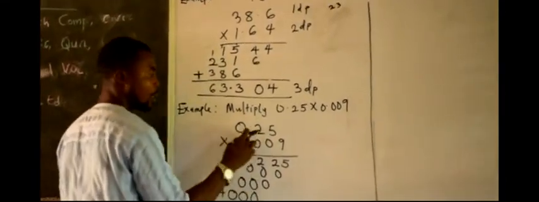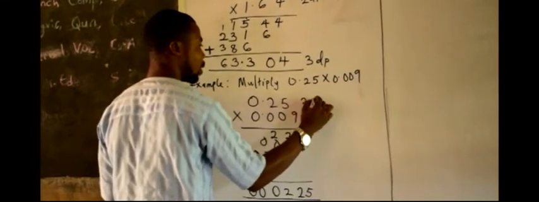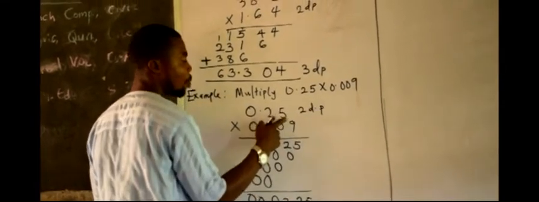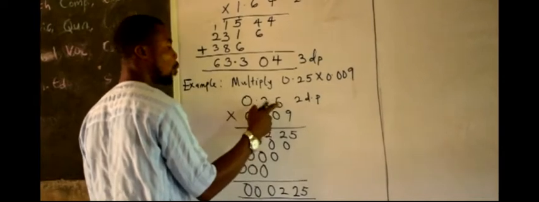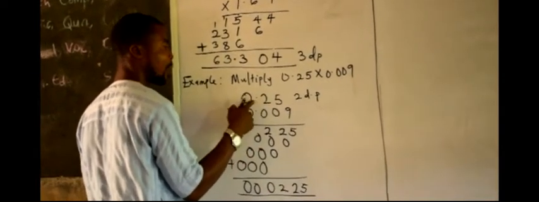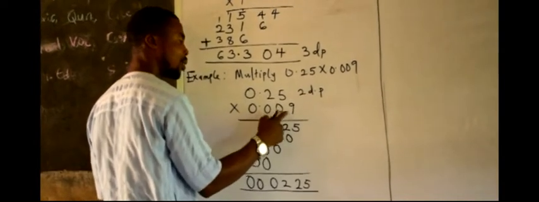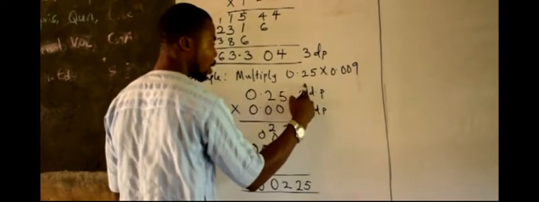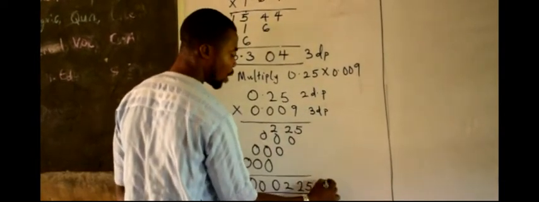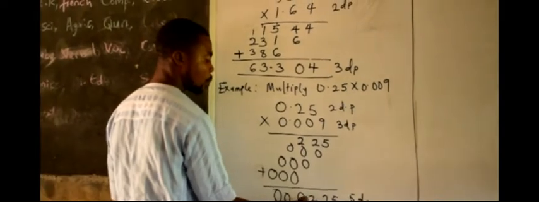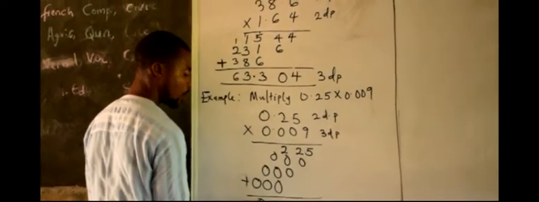Now, placing our decimal, here we have 2 decimal places, that is, how many numbers are we going to count before our decimal? It is 2. How many numbers are we going to count before our decimal? 1, 2, 3. It is 3 decimal places. If we add it together, it will give us 5 decimal places. So we are counting 5 numbers before we put our decimal. 1, 2, 3, 4, 5. We put our decimal here.